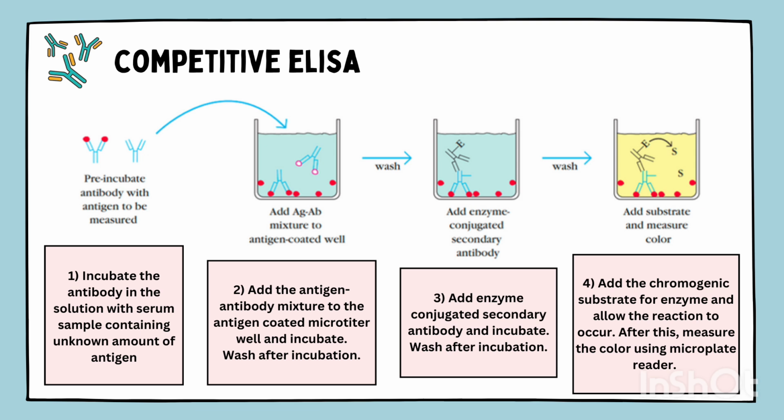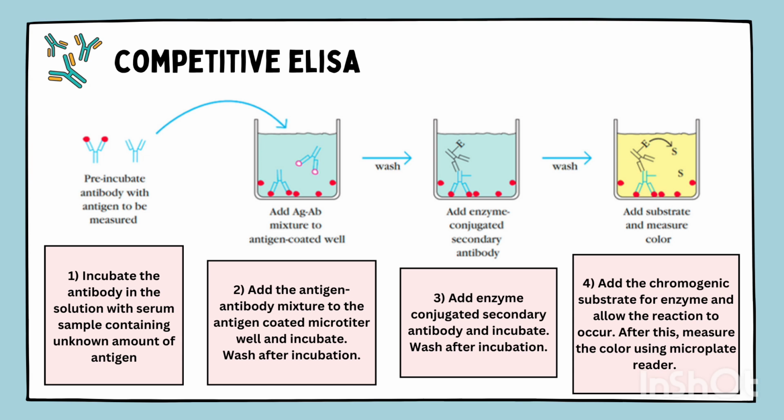This type of ELISA is called competitive ELISA because a competition occurs between the antigen of the serum sample and the antigen immobilized on the microtiter well to get bound to the primary antibody. In case of competitive ELISA, we measure the amount of antigen present in the serum sample. Here, the absorbance is inversely proportional to the amount of antigen present in the serum sample, because the more antigen present in the serum sample, the less free antibody will be available to bind to the antigen-coated microtiter well.